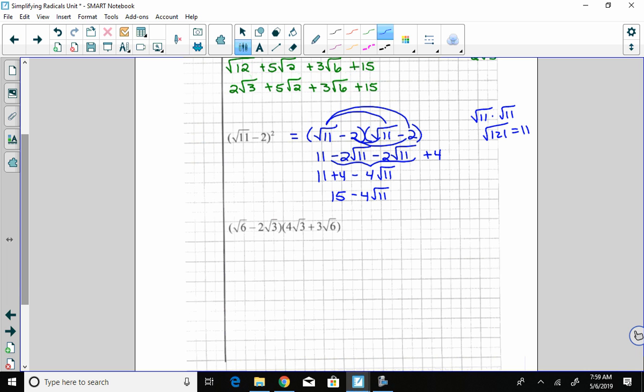Okay, last one on this page. Let's see what we've got. We have the square root of 6 minus 2 root 3 times the quantity of 4 root 3 plus 3 square root 6.